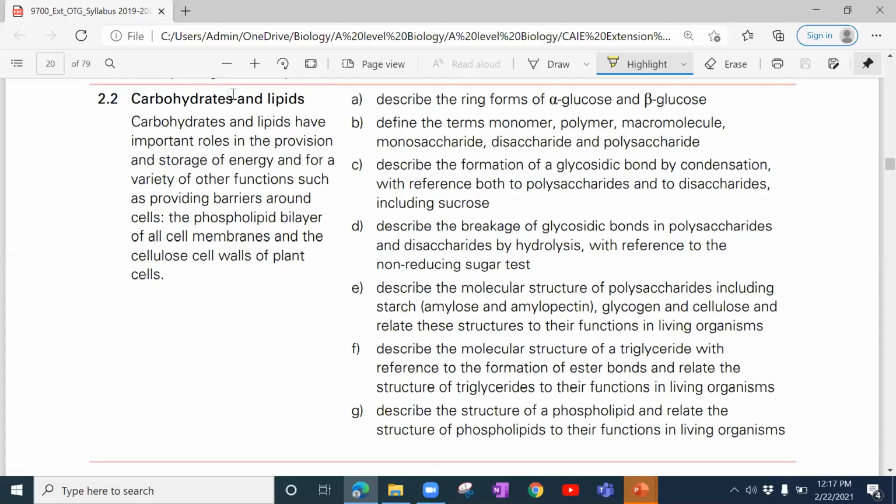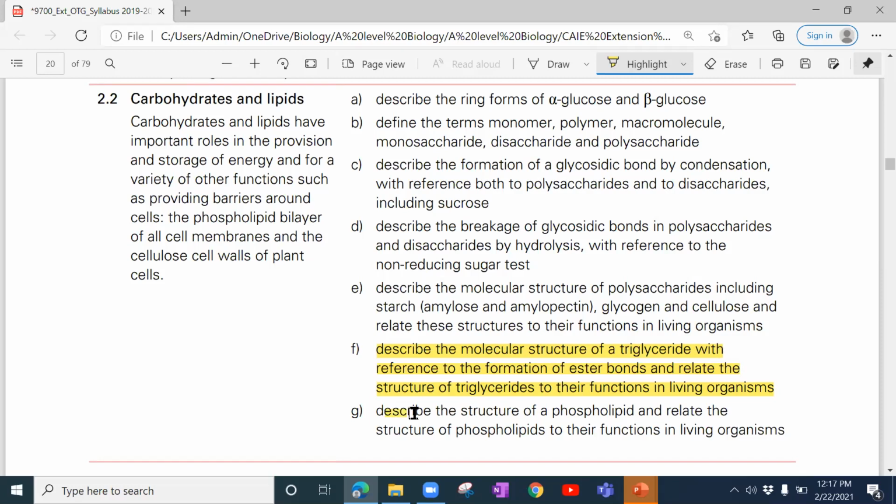Let's start with the learning objectives for lipids. This is from objective number 2.2F. We have to describe the molecular structure of a triglyceride with reference to formation of ester bonds, and relate the structure of triglycerides to their function. Then describe the structure of phospholipid and relate the structure of phospholipids to their function in living organisms. Okay, so this much we have to do about lipids.